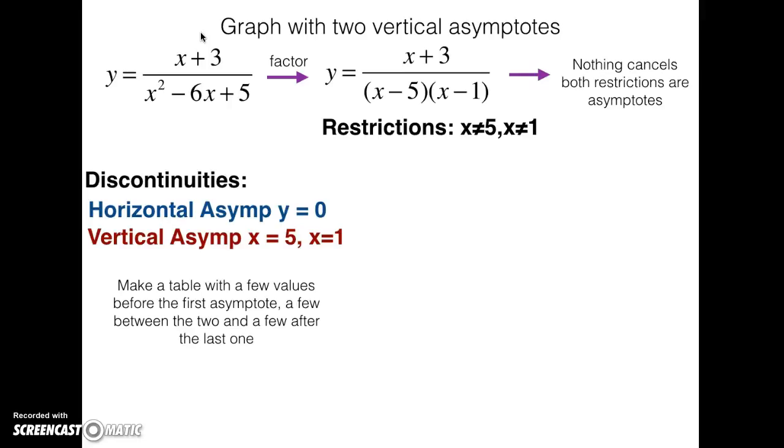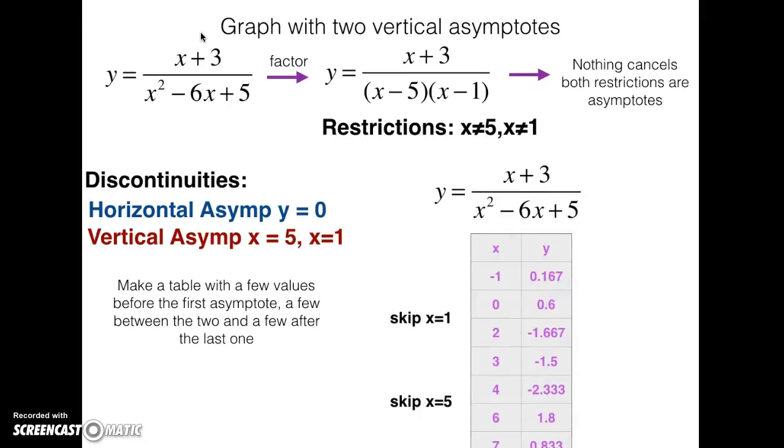We're going to make a table with a few more values than we've been doing because we need to see what the function is doing before the first asymptote, in between the two, and after the last one. So we use the original function, plug in -1 and 0 because those are the 2 points that come before the asymptote. We skip over x equals 1 because that's the restriction. 2, 3, and 4 come next, skip over 5, and then we need a couple after 5, so that's why we did 6 and 7 as well.